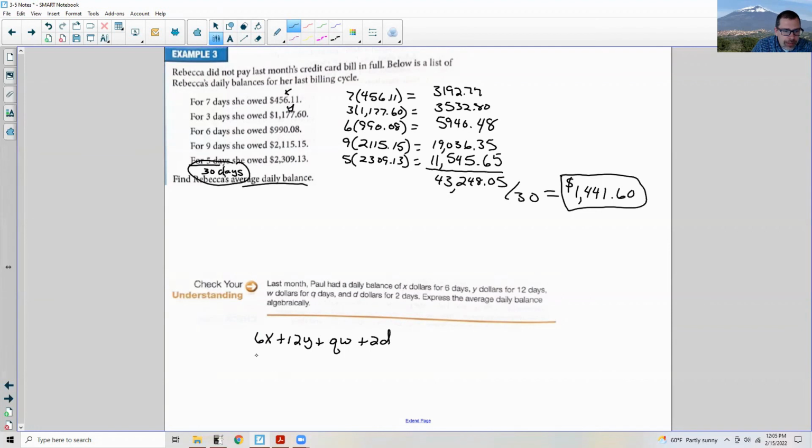So we take that and we divide it by, now be careful, we don't know how many days this is, we don't know how many days are in the month. So what we do is we add our coefficients all up. So it's going to be q plus 6 plus 12 is 18 plus 2 is 20. So it's going to be q plus 20. We don't know what q is. So q could be 8, 9, 10, or 11, depending on which month we're talking about. There is the expression.